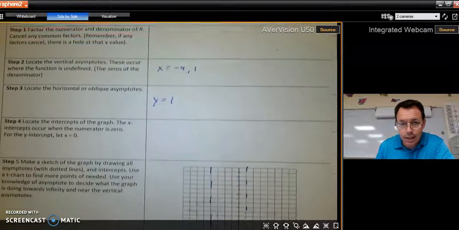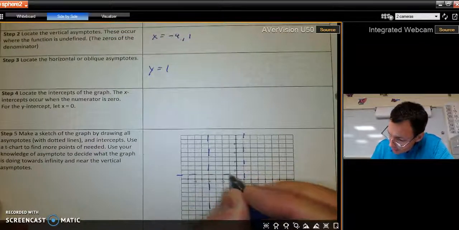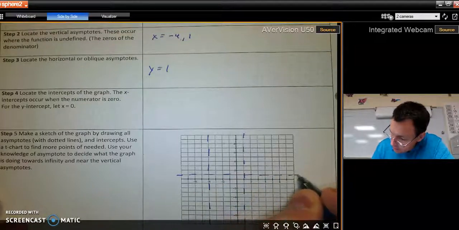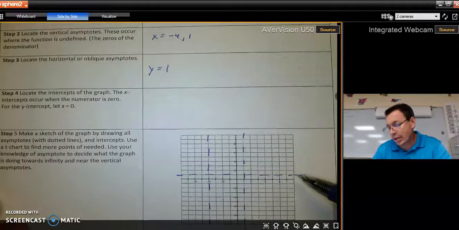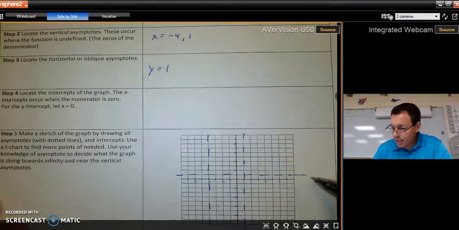Again, I like to go ahead, go down, and draw that. This is going to tell us what happens as we head towards infinity. Either our graph's going to come from the top and curl down, or it's going to come from the bottom and curl up, but it's going to get closer and closer to these dotted lines on the ends.